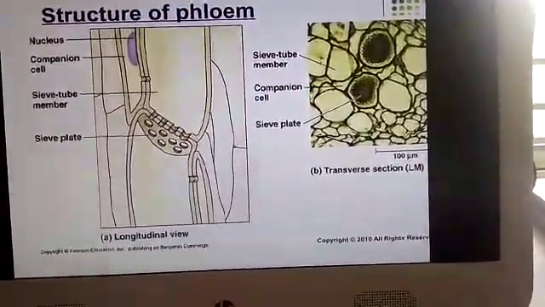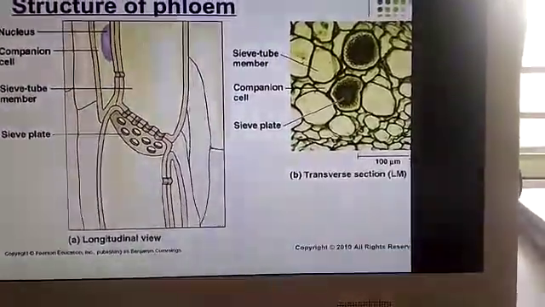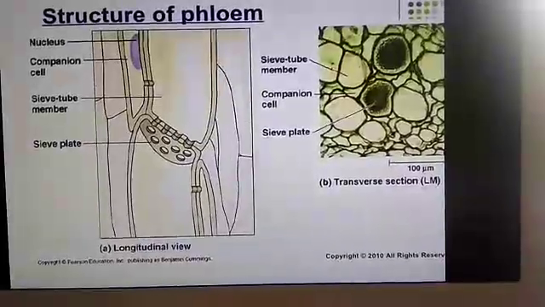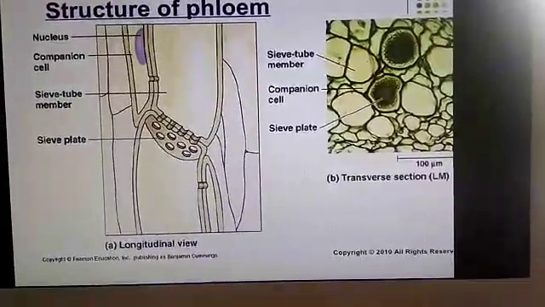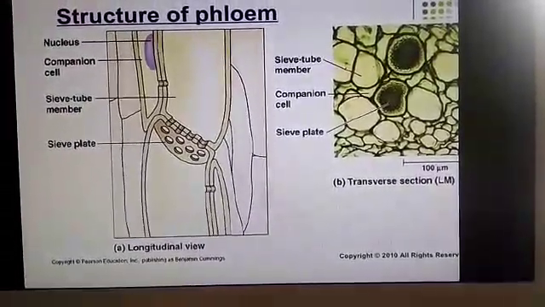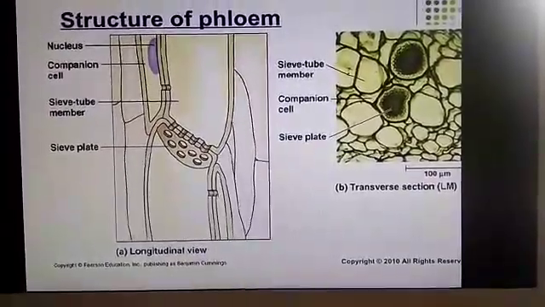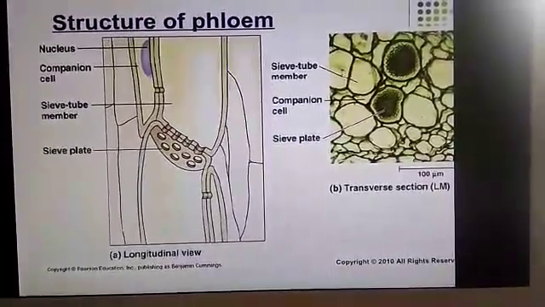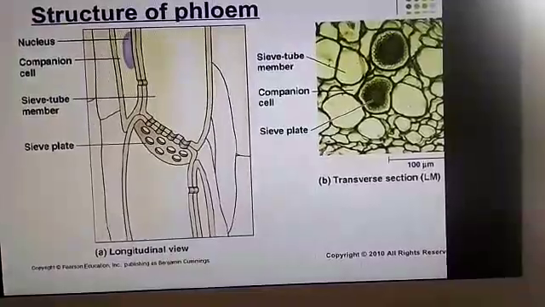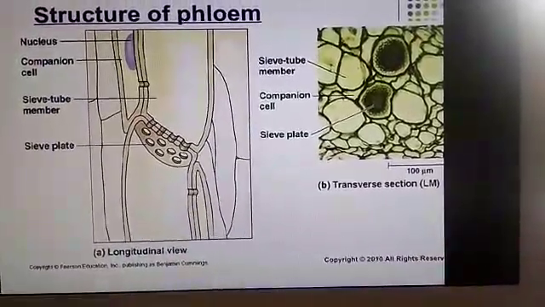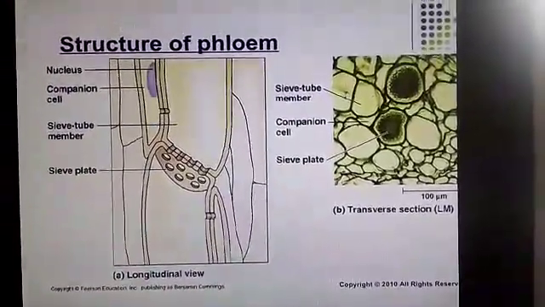This is a longitudinal view and this is the transverse section. In the longitudinal view, see the companion cell followed by the sieve tube member, sieve plate and the nucleus. See sieve plate, sieve tube and companion cells.